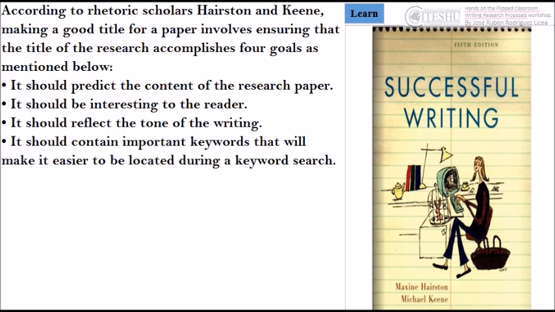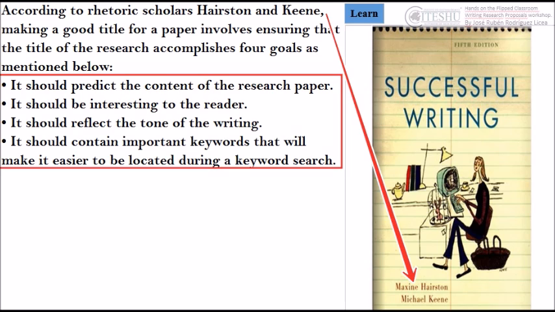According to rhetoric scholars Hairston and Keene, making a good title for a paper involves ensuring that the title of the research accomplishes 4 goals as mentioned below. It should predict the content of the research paper. It should be interesting to the reader. It should reflect the tone of the writing. It should contain important keywords that will make it easier to be located during a keyword search.